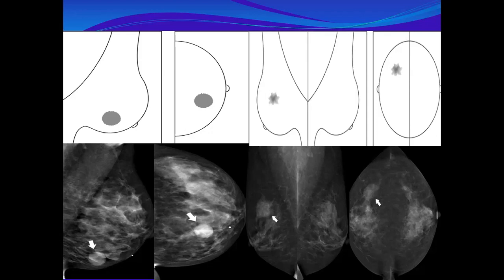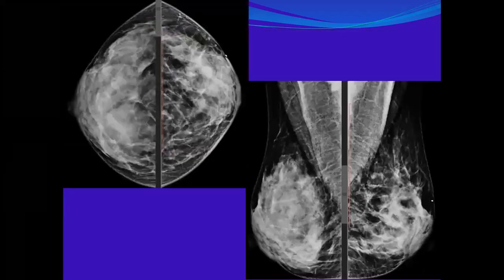Do you know which type of asymmetry is very close to simulating a mass and should be differentiated from a mass? Yes, the focal asymmetry. Focal asymmetry, excellent. Okay.